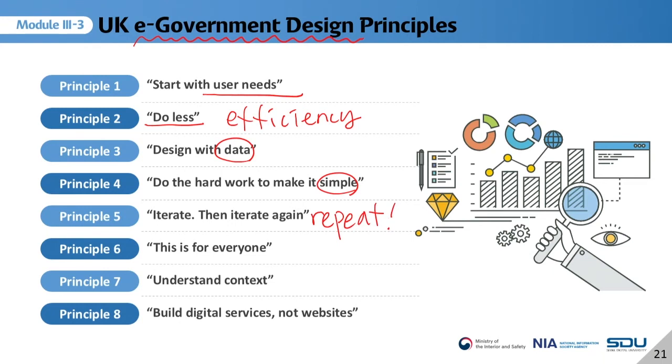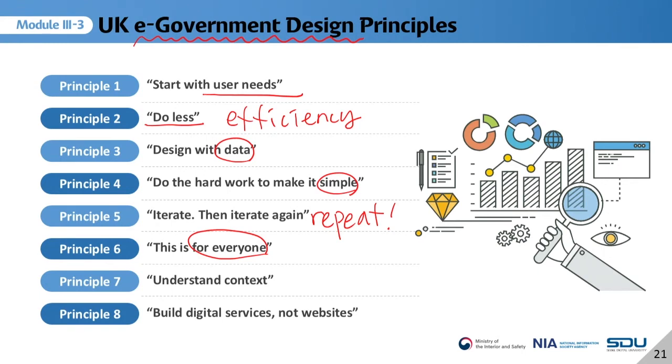Sixth principle, this is a very important notion. This e-government is for everyone. Not only for the young generation, but also for everyone. So there must not exist the digital divide issues anymore.